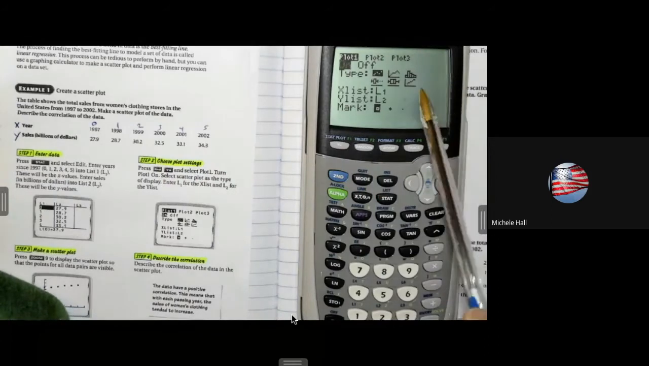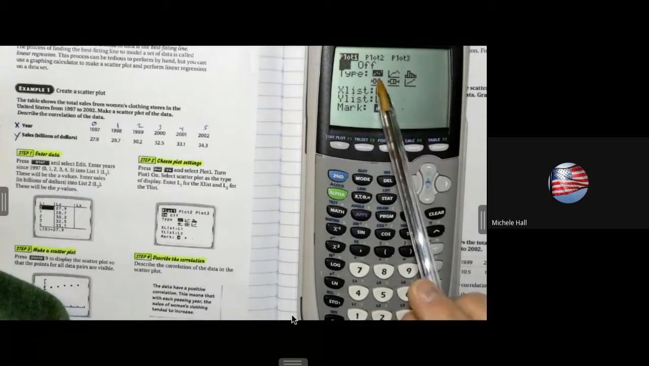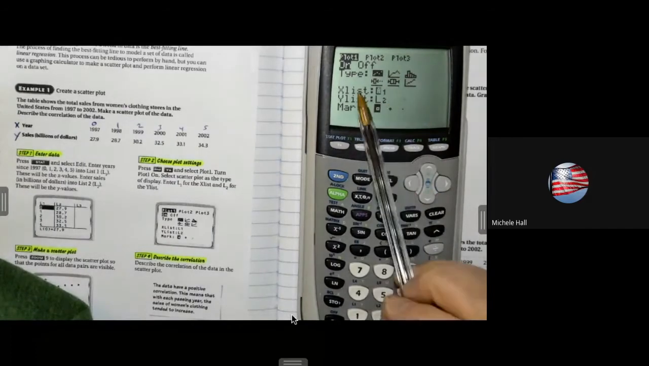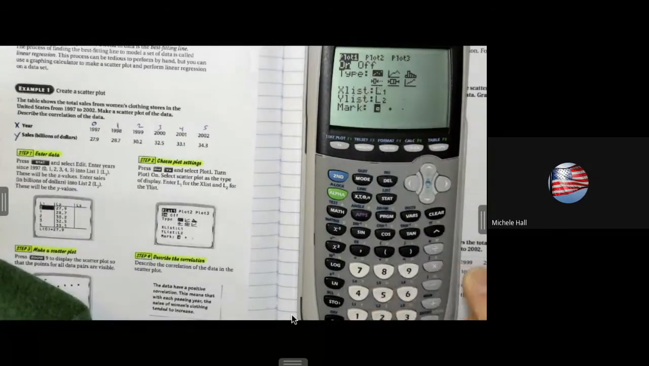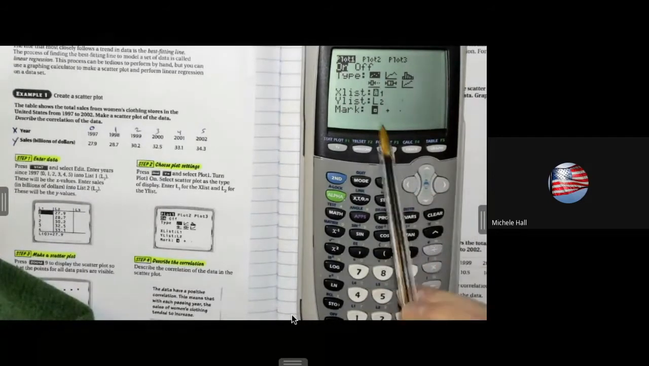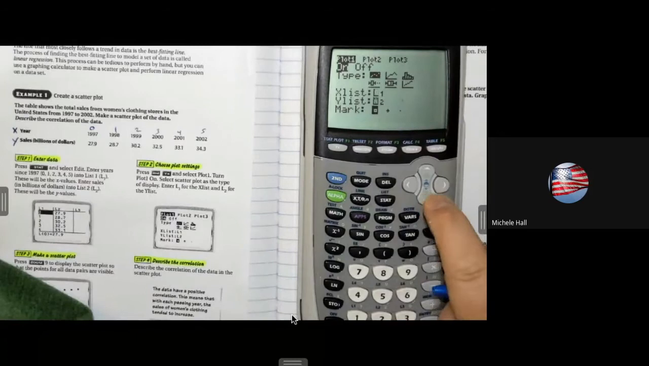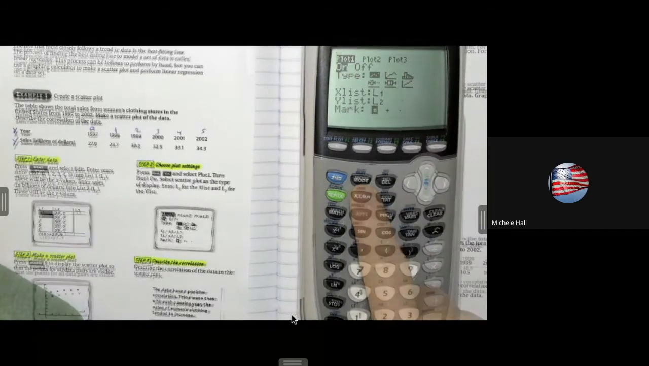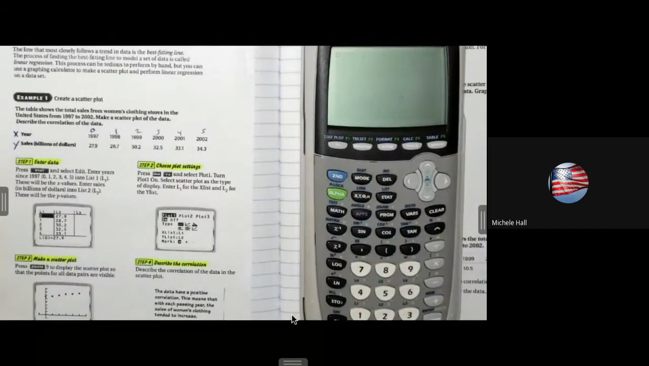What kind of plot are we doing here? The first one, it's set for us. We're going to go down. It says List 1 and List 2. That's good because that's where we have our data. And now what kind of mark do you want to have for your scatter plot? I like to have the open boxes because it just shows up better. So I'm going to hit enter, and we're done on this page. So we can quit.